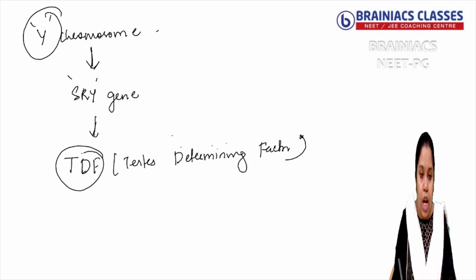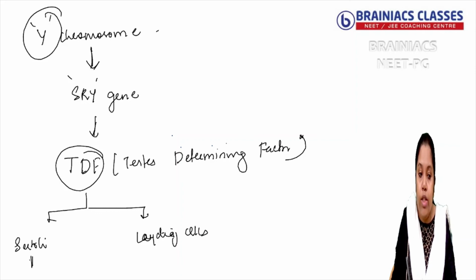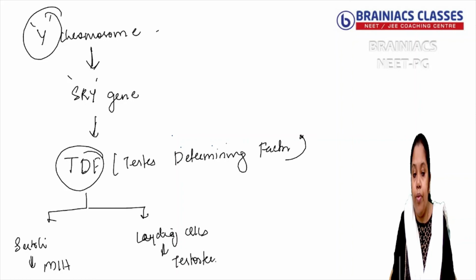Understand? Right? Now, in case of a male, this TDF will influence 2 cells, that is the Sertoli cells and the Leydig cells. Okay, it will influence the Sertoli cells to secrete the Mullerian inhibiting hormone or the anti-Mullerian factor, and the Leydig cells to secrete testosterone.